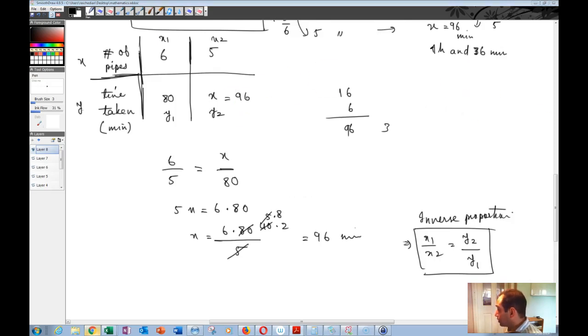Now you can of course have a whole lot of examples about this whole concept, but I guess it's enough for just the concept. If you have any problems with direct and inverse proportion, you can ask. I mean, if you have any specific questions, you can ask. I'd be happy to answer them if I could.